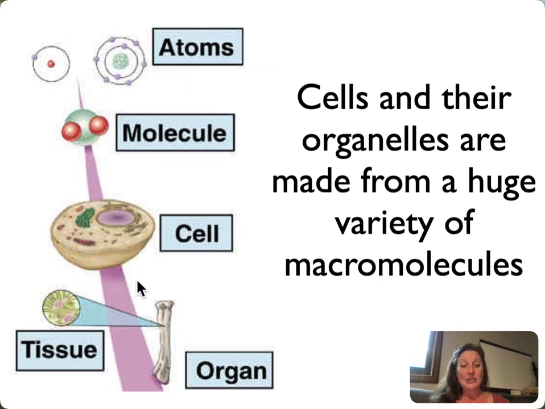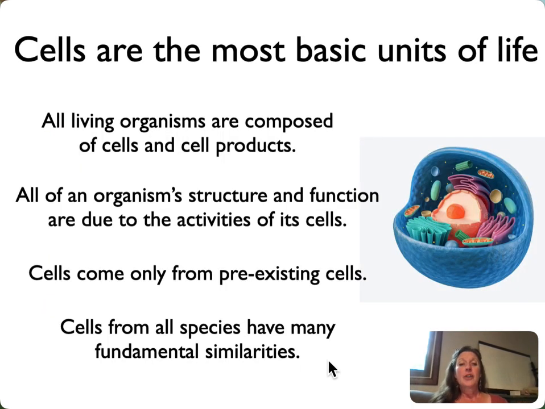Now, cells are the first level that we're reaching where we're actually talking about living things. And cells are made of a huge variety of macromolecules, especially proteins. The variety of proteins is staggering. Okay, so as I hope you also recall, cells are the most basic units of life.